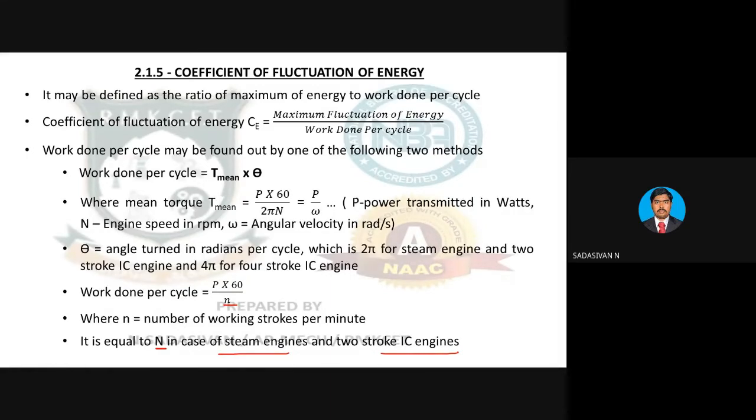Or for a four-stroke engine, it is capital N by 2 because there is one power stroke per 2 revolutions of the crankshaft. So small n is the measure of the number of power strokes happening within 1 minute. Capital N is revolutions per minute. If it is a two-stroke engine, you will get one power stroke per revolution of the crankshaft. Therefore small n is equal to capital N for a two-stroke engine or a steam engine. In case of a four-stroke engine, for 2 revolutions of the crankshaft you will have only one power stroke. Therefore, small n equals capital N by 2 in case of a four-stroke engine.